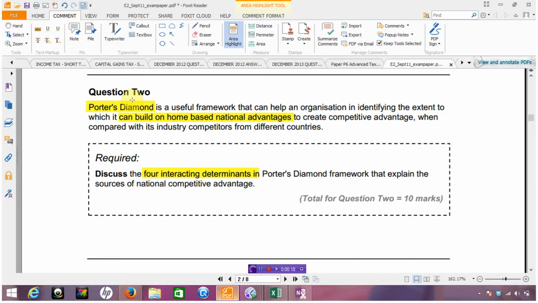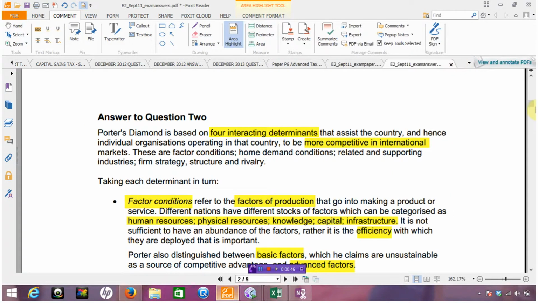I'd certainly expect, if I was a student, to score well on it, because obviously we have a framework which hopefully we've learned well and we can just apply that. So this is the type of question that 10 out of 10, I think, is possible. In terms of the requirements, they simply say, discuss the determinants. They mention the idea of building on competitive advantage, or national competitive advantage. So the scenario is not overly helpful to us, but certainly the answer is quite a comprehensive one.